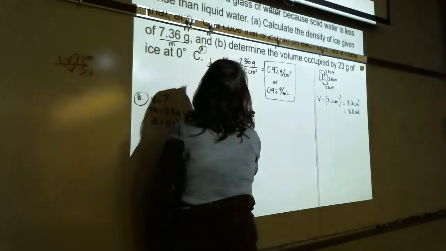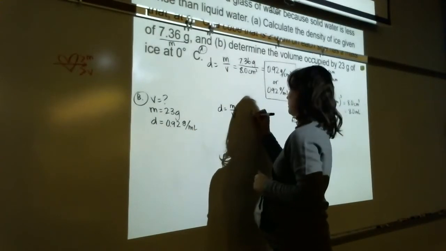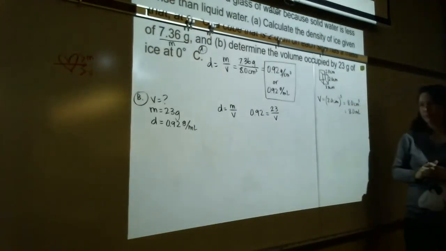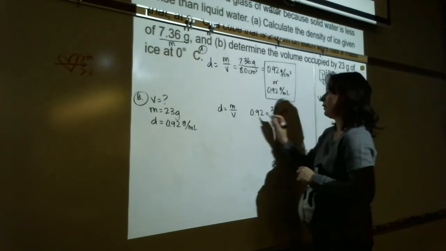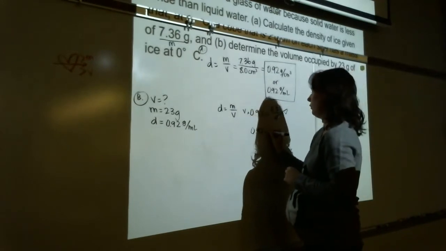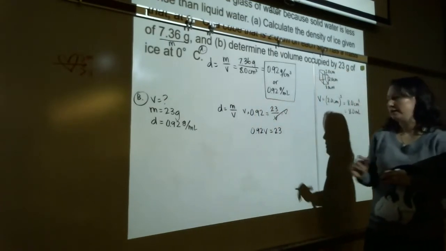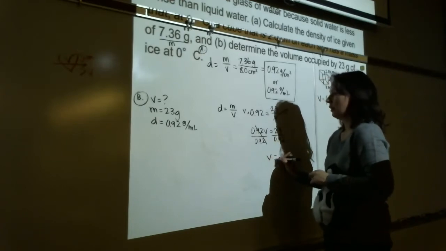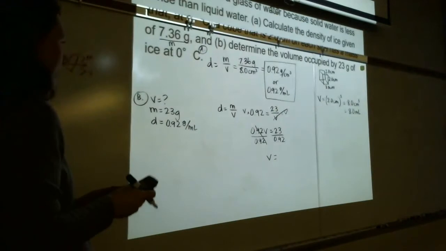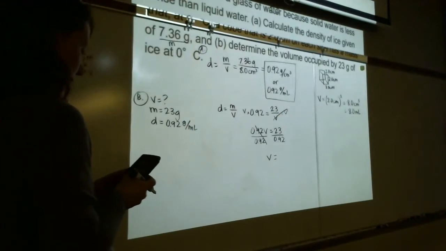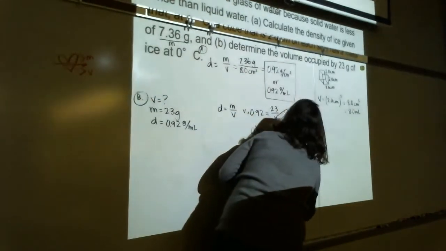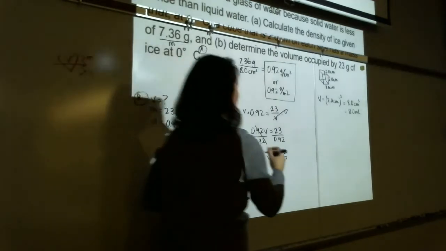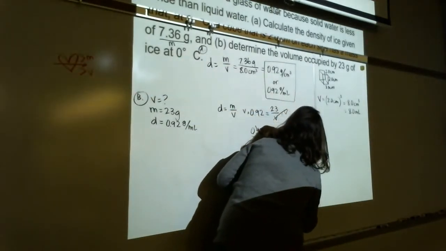If density is equal to mass over volume, density I've already got, so 0.92 is equal to 23 over V, right? Get rid of V, multiply both sides by V. So that gives me 0.92V is equal to 23. So how do I get V by itself? Divide by 0.92. How many significant figures am I keeping here? Two, right. So 25. And what are my units? To get units, I have to look at what the units were in density for volume, right? So it's either going to be 25 mils. You could have also written 25 centimeters cubed.